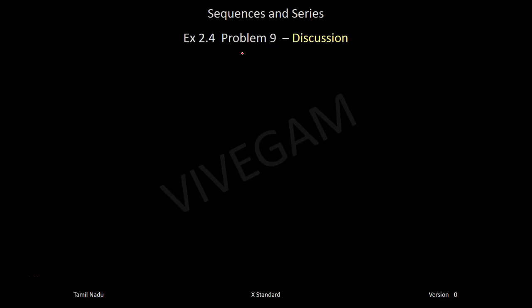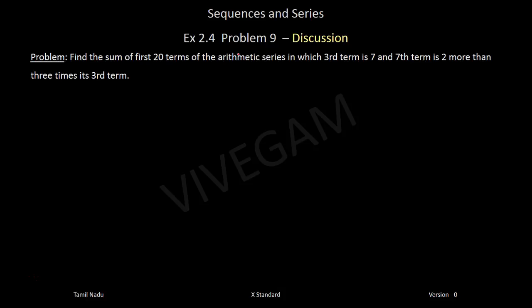Exercise 2.4 problem 9 discussion. Find the sum of first 20 terms of the arithmetic series in which the third term is 7, and the seventh term is 2 more than 3 times its third term.